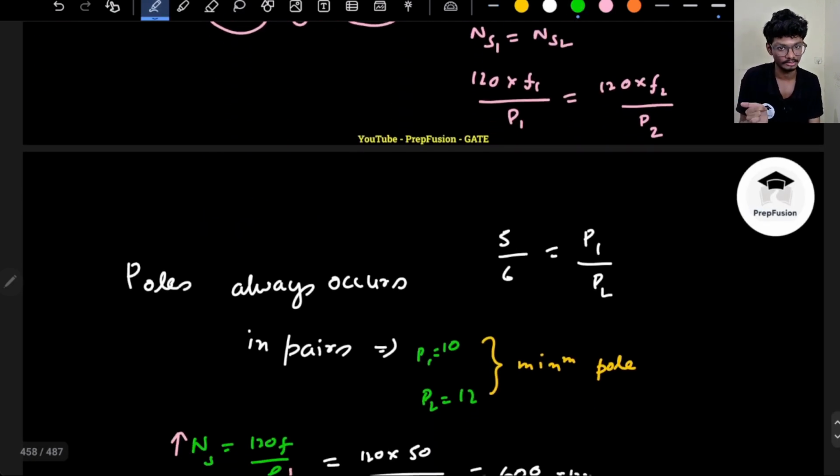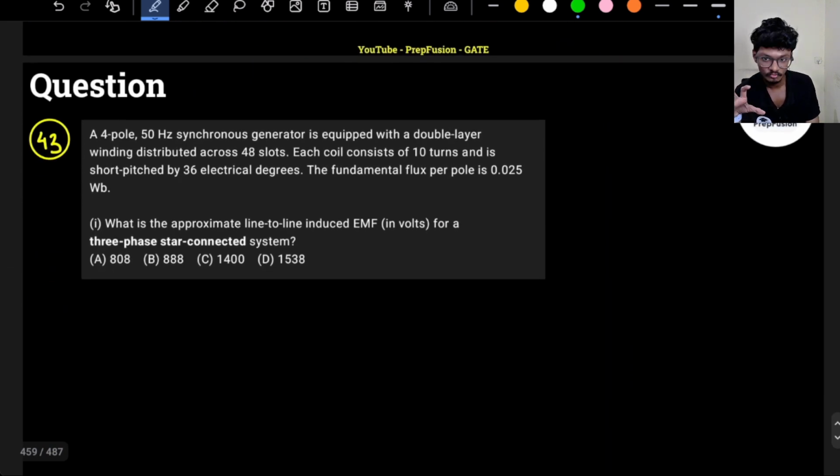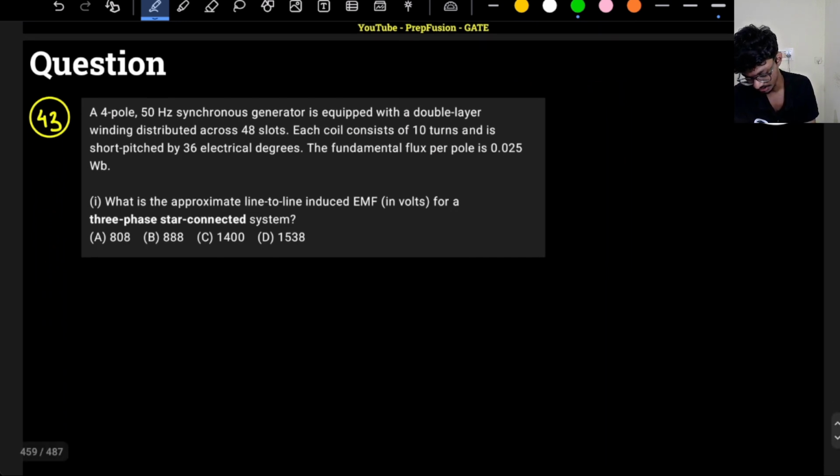Very simple but elegant question. Okay, so let's now solve the next one. These are few questions on the fundamental operating principle of synchronous motors and generators. Let's now solve this one.